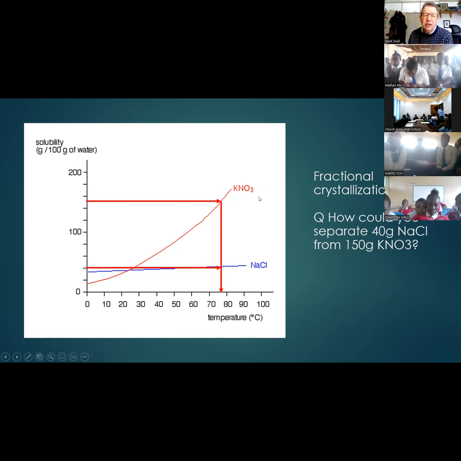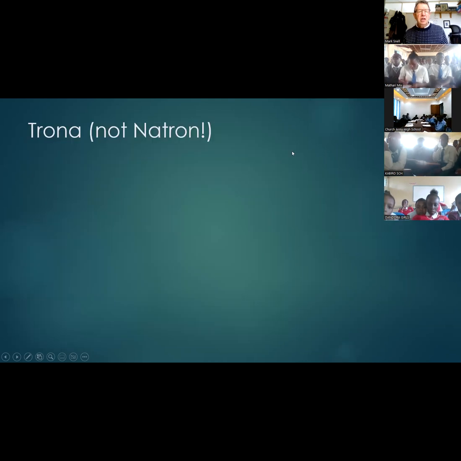So in other words, you would always be given a graph like this where one is not very soluble, one is very soluble, and therefore I would be able to get my potassium nitrate out. And that's the basis of something that happens here.